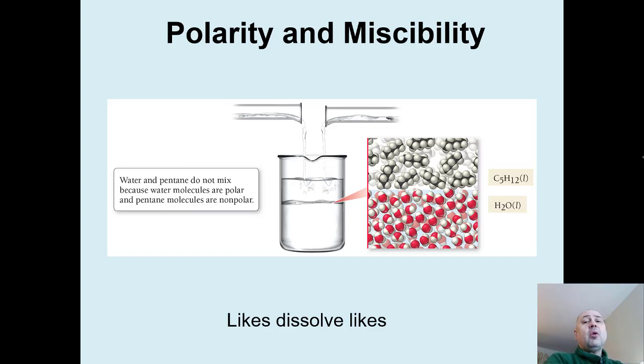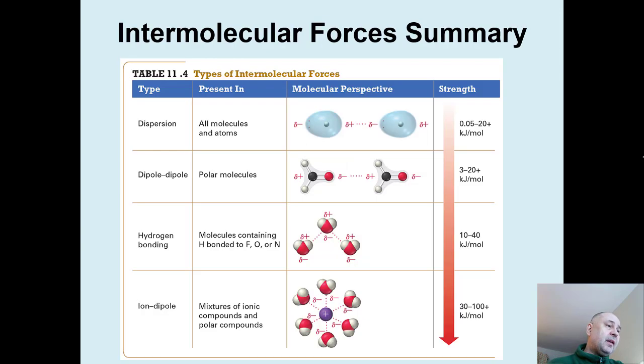And the reason that oil floats on top and the water is on the bottom is simply due to the density of these two different liquids. Water is more dense than oil, and so therefore oil floats on top. All right. This is a simple summary slide. We've discussed this in great detail.